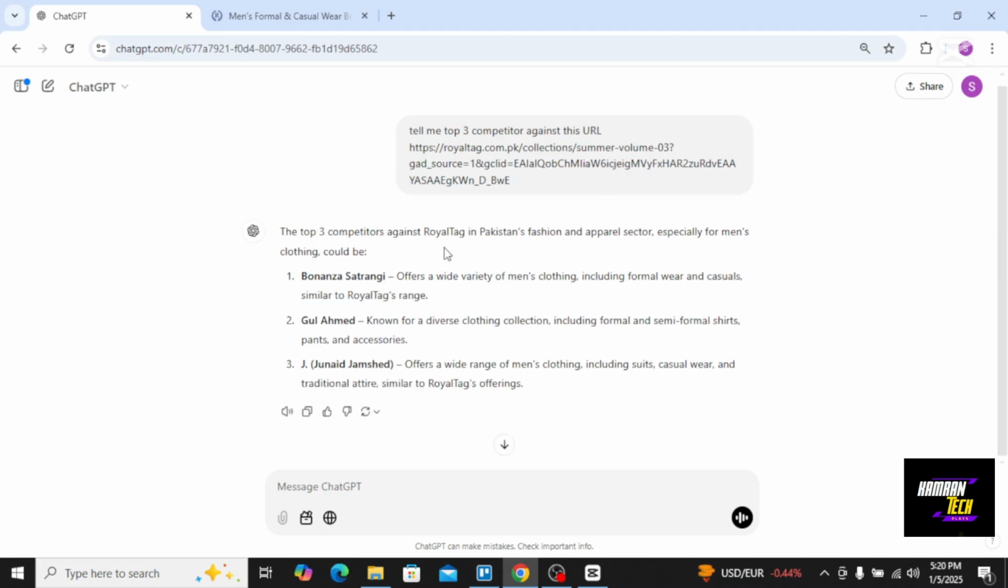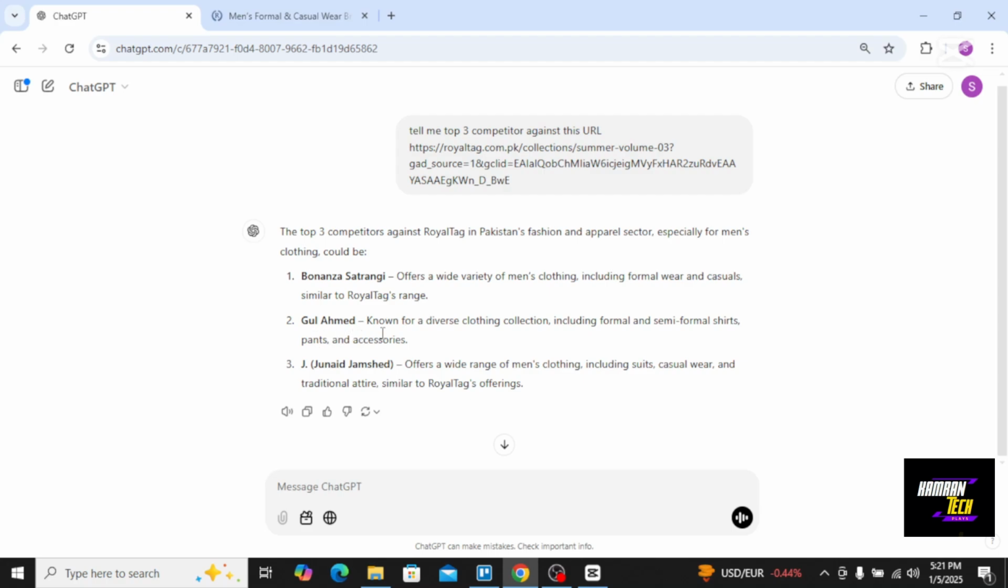top 3 competitors against Royal Tag in Pakistan's fashion and apparel sector, especially for men's clothing, could be: number one competitor is Bonanza Satrangi, which offers a wide variety of men's clothing including formal wear and casuals similar to Royal Tag's range.